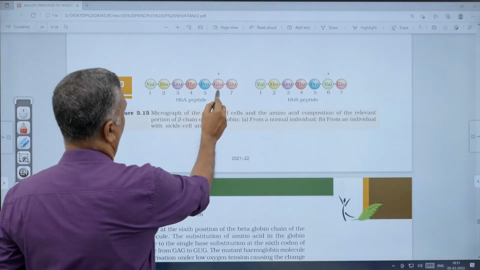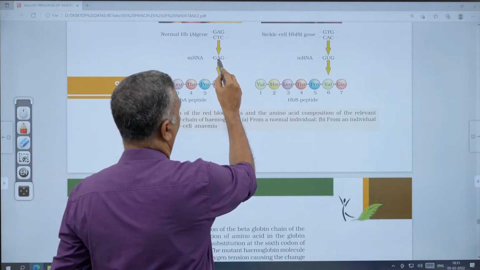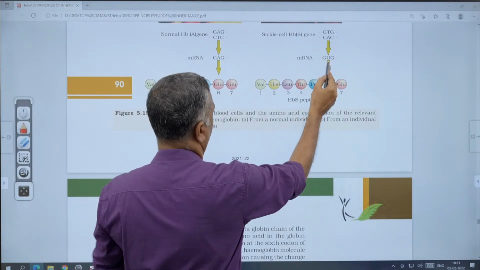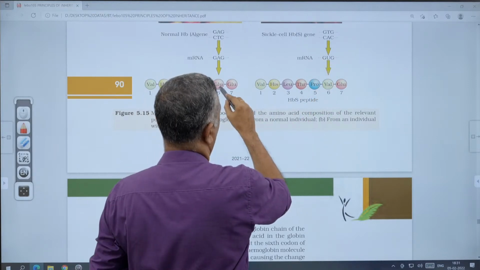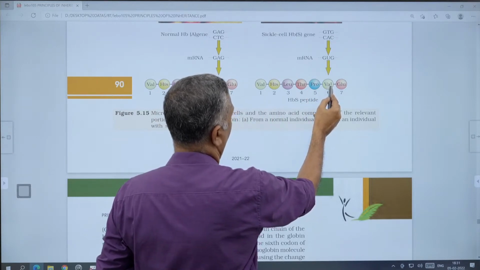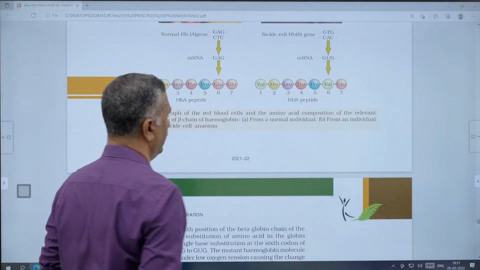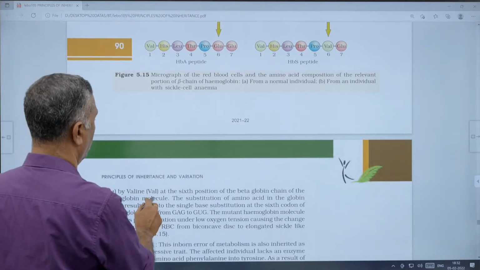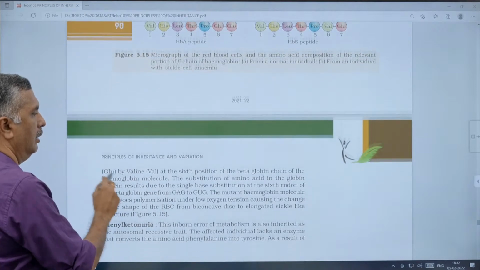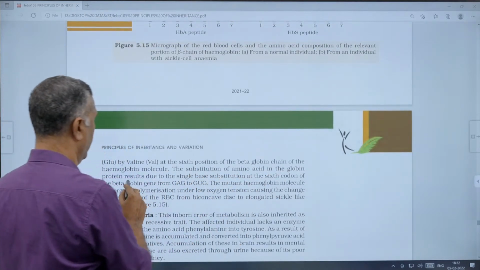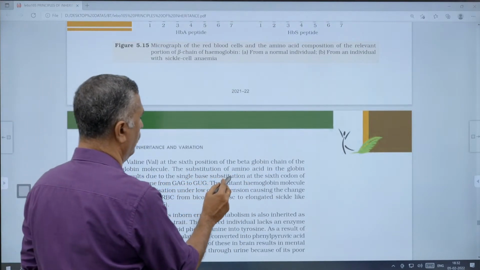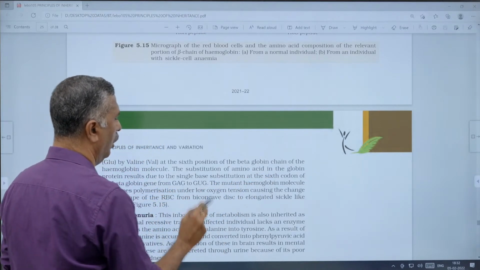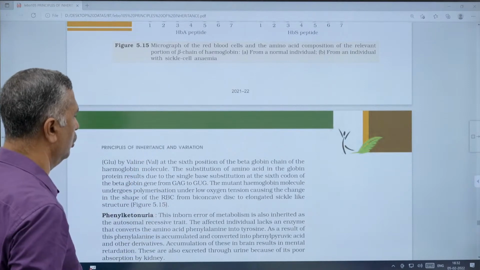The 6th position was glutamic acid. GAG codes for glutamic acid. That will change to GUG. A will be replaced by U. So glutamic acid is replaced by valine in the 6th codon of the beta chain of the globin molecule. The substitution of amino acid in the globin chain protein results from a single base substitution at the 6th codon of the beta globin, from GAG to GUG.